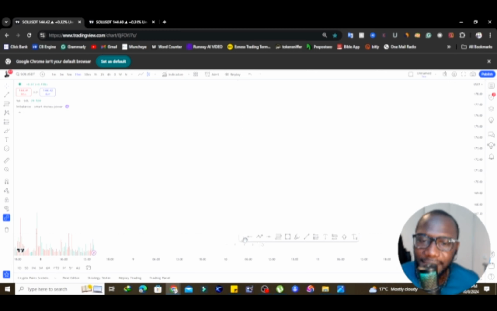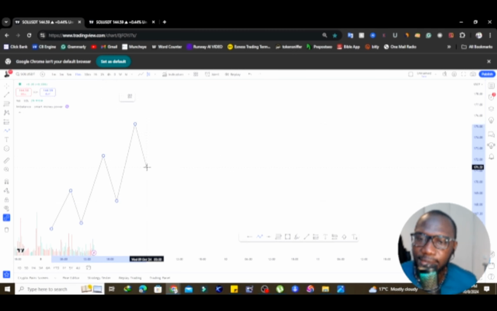Now, market structure, basically, we have three directions of the market. If the market is moving in an uptrend, you see the market move like this. It will create high, higher low, higher high, higher low, higher high, higher low, higher high, right?